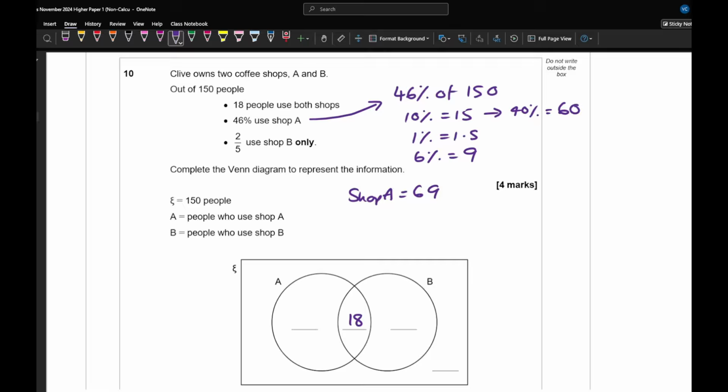And so we already know that 18 of those use shop B as well. So if I take away 18 from that, then I'm left with a total of 51. So 51 people just use shop A.